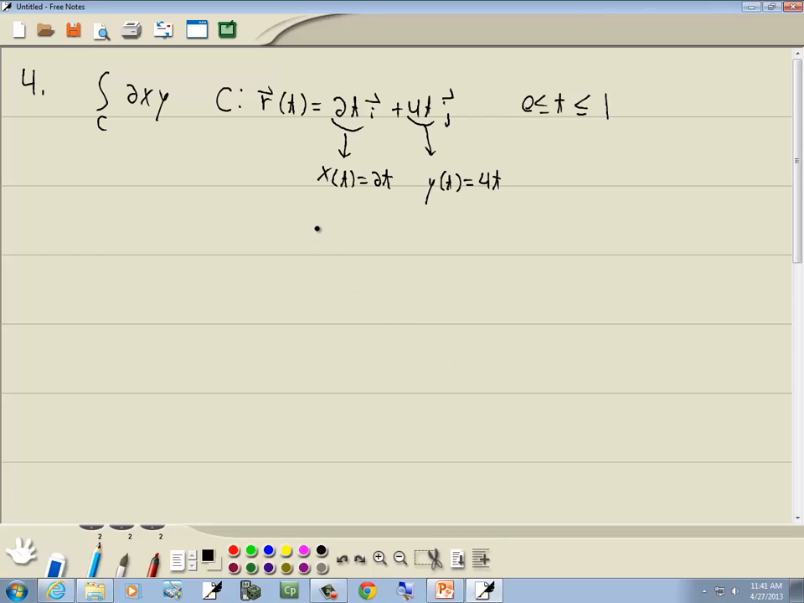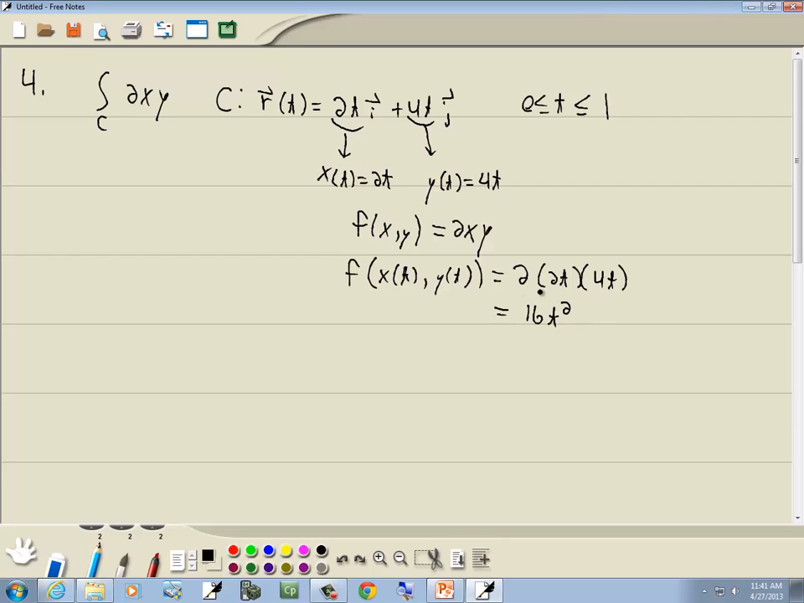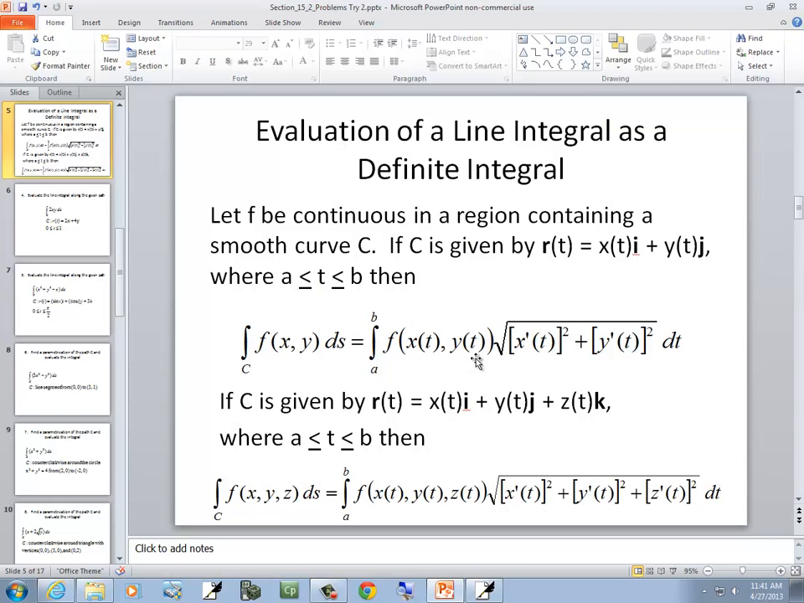Now for our formula, we need to find f of x of t, y of t. Now f of x, y is equal to 2xy. So this is your function. And they're telling us to plug in x of t, y of t. So where our x is, we're going to put in the 2t. And where our y is, we'll put in the 4t. 2 times 2 is 4, times 4 is 16. t times t is t squared. So that's this first part right here.